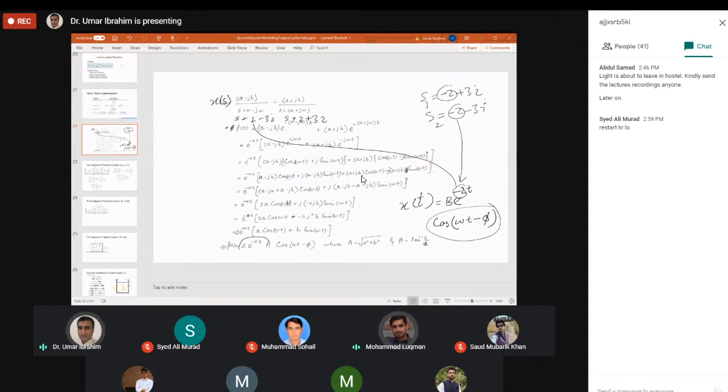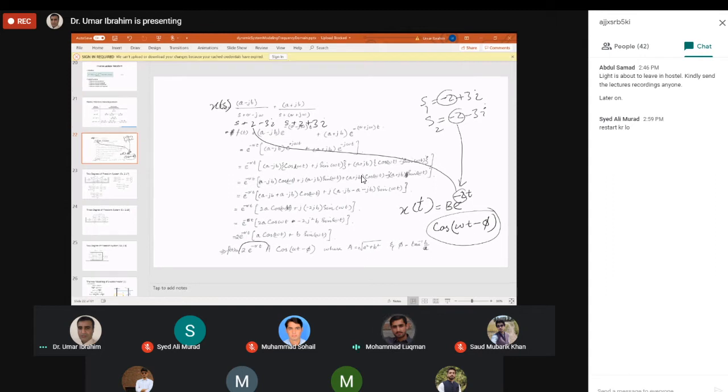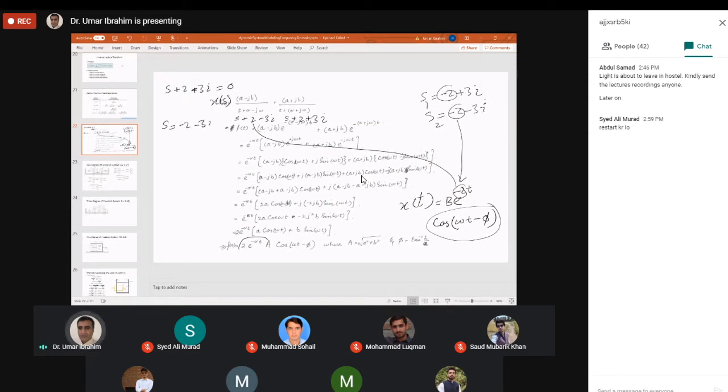But if the poles... These are the poles of the transfer function, s is equal to -2 minus 3 iota and s is equal to -2 plus 3 iota, this will be minus plus. Then s is equal to -2 minus 3 iota.